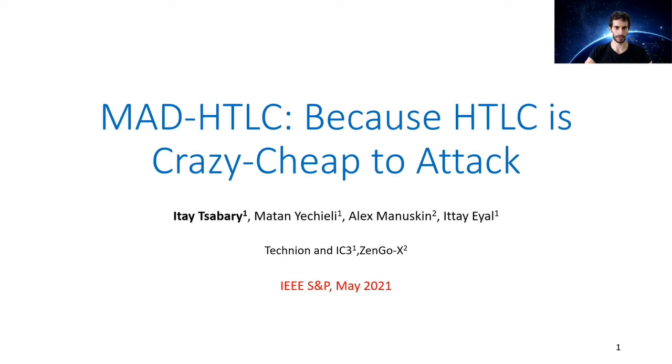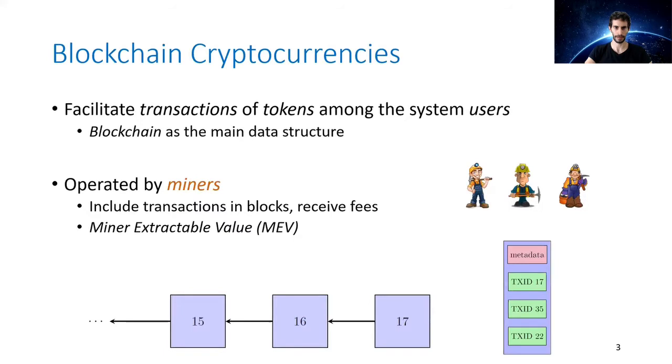I'll start with some background. So, cryptocurrency systems facilitate transactions of internally minted tokens among their users. They use the blockchain as the main data structure. These systems are operated by miners. They include transactions in blocks, and in return receive transaction fees. The miners are incentivized to optimize their transaction choices. We call these optimizations miner extractable value.